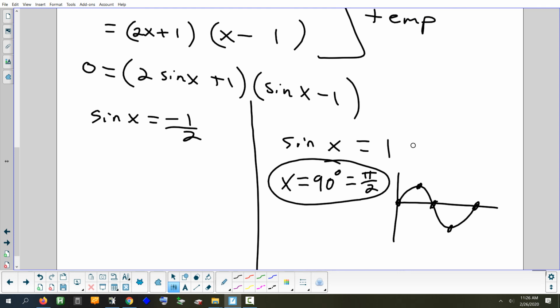Whenever it's a 1, a negative 1, or a 0, you don't have to do the ASTC thing. Just look at the picture. I can tell that it only hits 1 time per cycle. Right, now let's do this one.